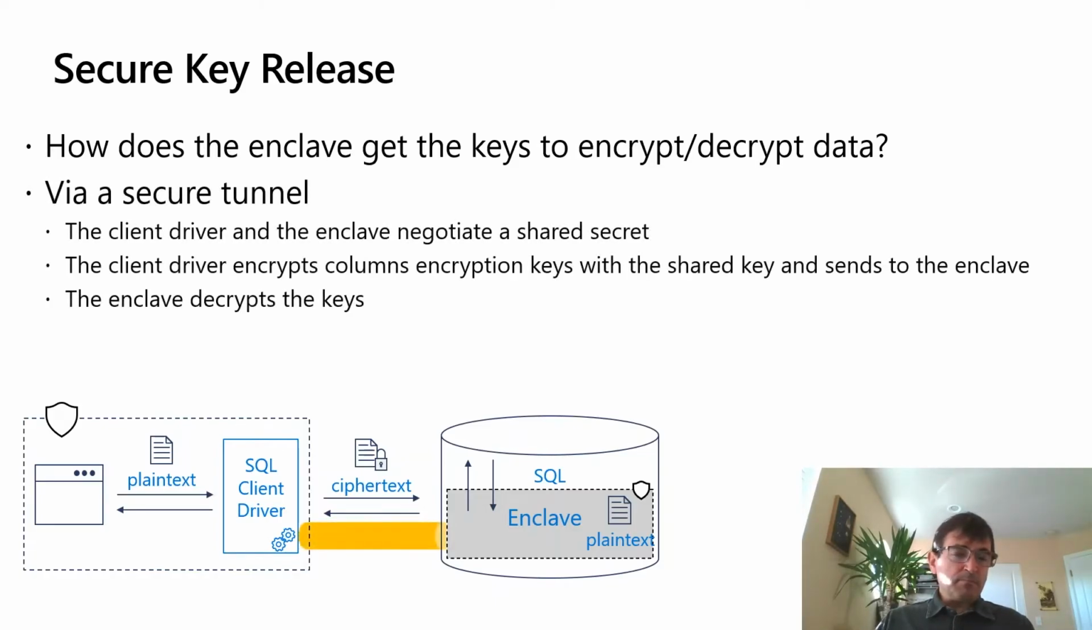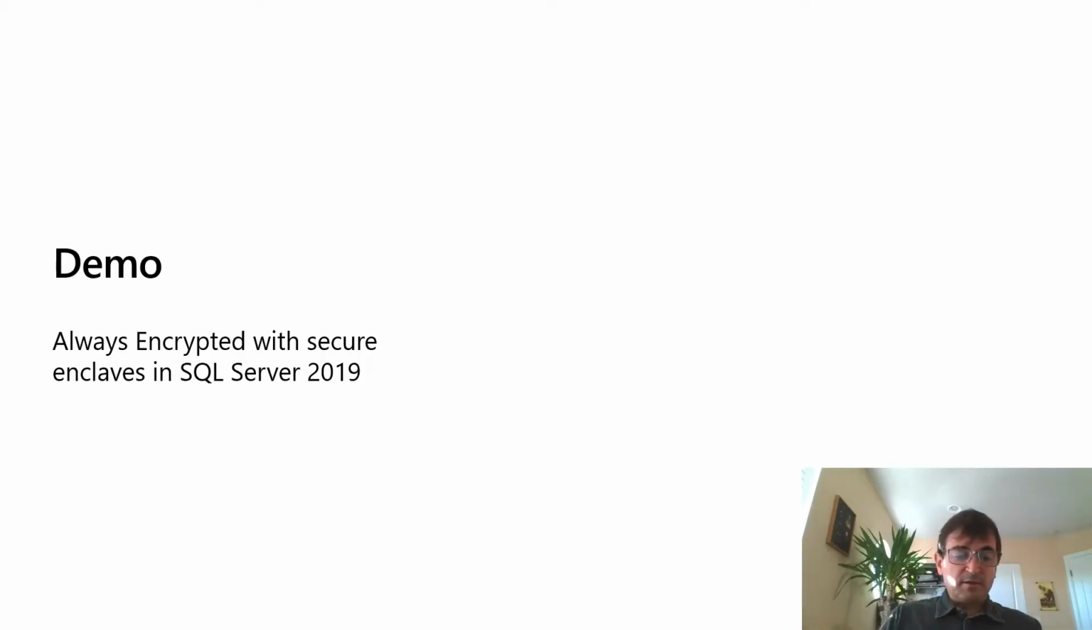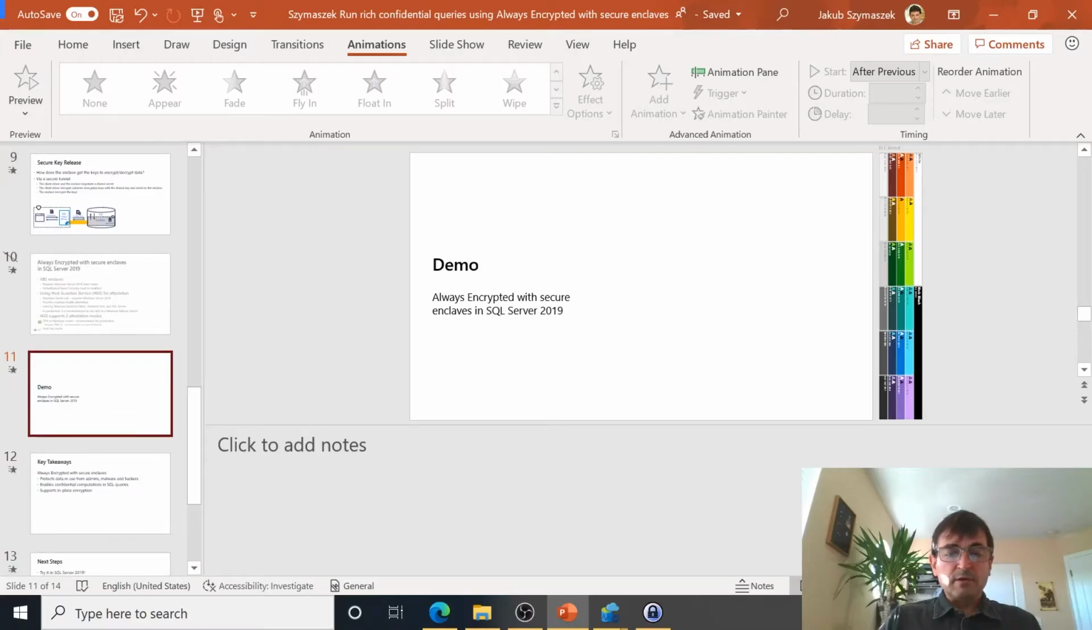We address this problem by implementing the secure key release protocol, during which the client driver negotiates a shared secret with the enclave that establishes a secure channel, or secure tunnel, between the client driver and the enclave, and then the client driver releases, or safely passes, the encrypted column encryption keys to the enclave, which can decrypt them with that negotiated shared secret. So with that, let me transition to the main part of this presentation, which is a short demo of Always Encrypted with Secure Enclaves.